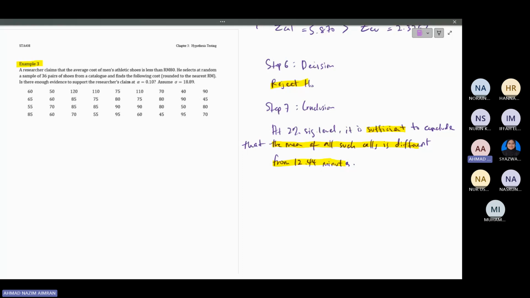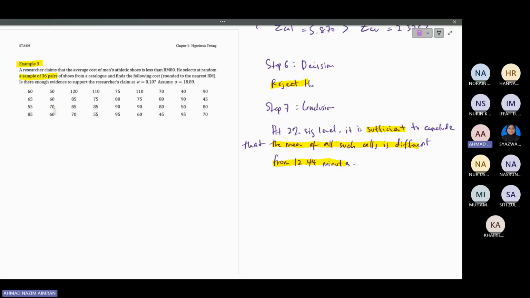He selects a random sample of 36 pairs of shoes from a catalog. So this is our second information, a sample of 36 pairs of shoes, and this is actually what we want to test. It's less than RM80. So this is the mean that we want to test.